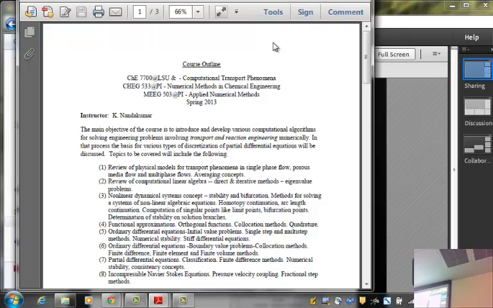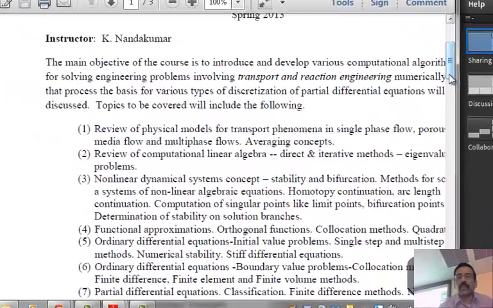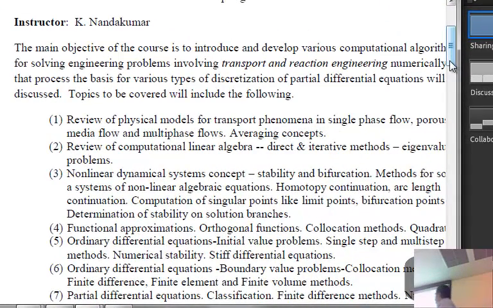This is course 7700, a graduate elective on computational transport phenomena. Can you guys see in the back? Not quite. So here is a quick outline of what the course is about and how the assessment will take place.